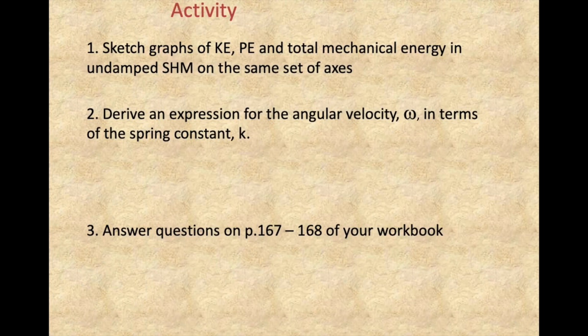Okay, to finish up, your activity will be to sketch graphs of kinetic energy, potential energy, and total mechanical energy in undamped simple harmonic motion on one set of axes. Then derive an expression for the angular velocity omega in terms of the spring constant k for a spring oscillation. And to finish up, answer the questions on page 167 and 168 of your workbook. My next video will be explaining the answers to the activities that are listed here. Thank you.